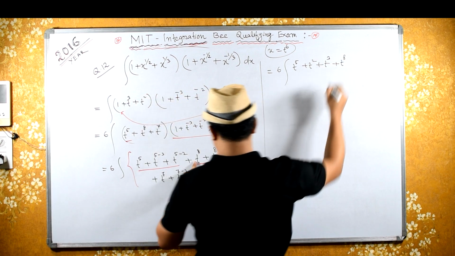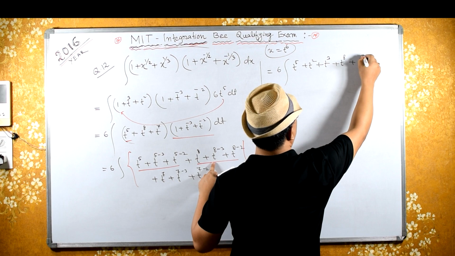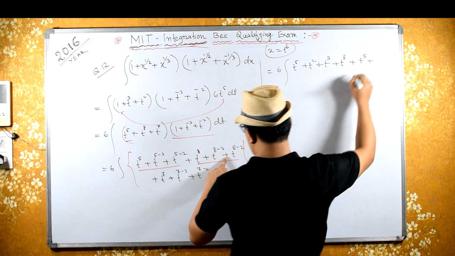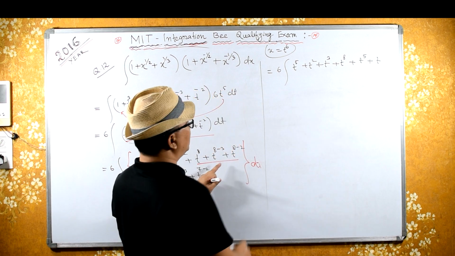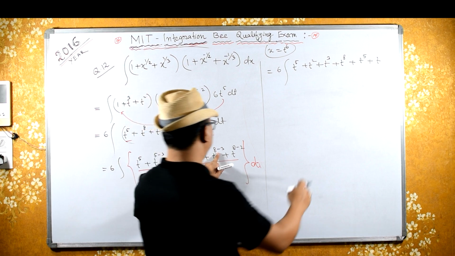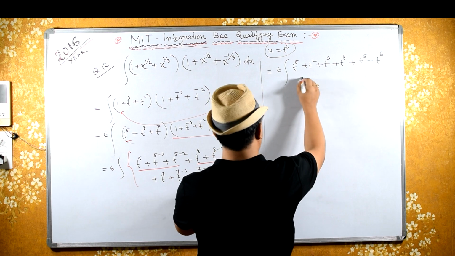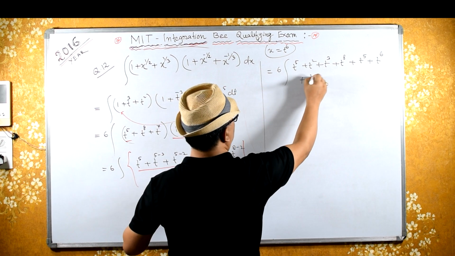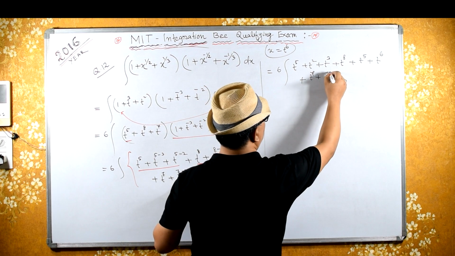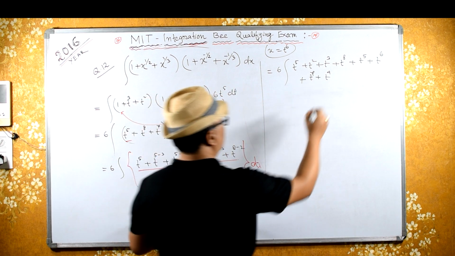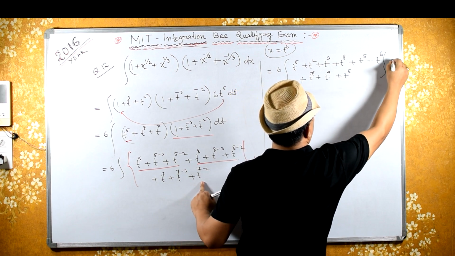Plus t raised to 8. Plus t raised to 8 minus 3 is t raised to 5. Plus t raised to 8 minus 2 is what? Here t raised to 8 minus 3 is 5, 8 minus 2 is 6. Okay, here t raised to 6. Plus t raised to 7. Plus t raised to 7 minus 3 is 4, t raised to 4. Plus t raised to 7 minus 2 is 5. And this is dt. Okay.